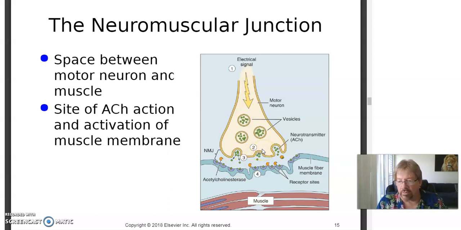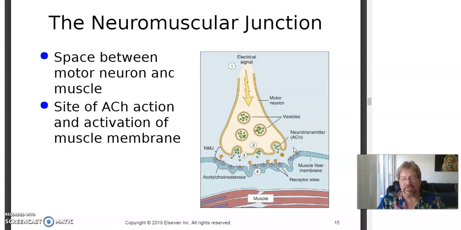But we can't walk around all day with contracted muscles, guys. So there's an enzyme called acetylcholinesterase. Remember, if it ends in -ase, it's an enzyme. This one causes the muscle to relax. And that's what these little Pac-Man looking things are. So it's an incredibly complicated, delicate balance.